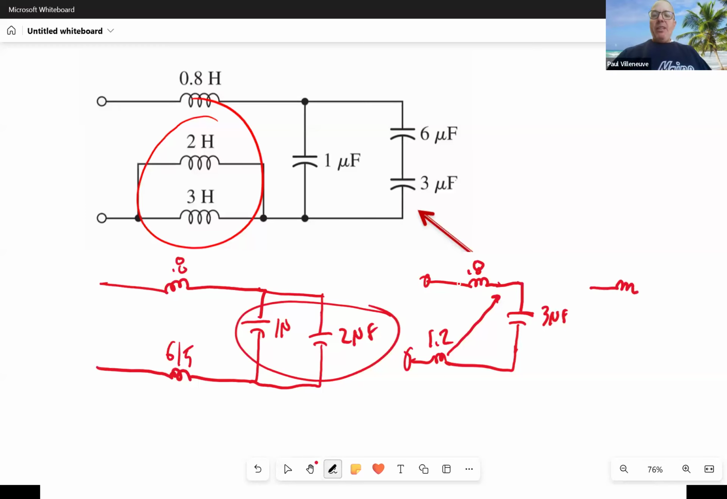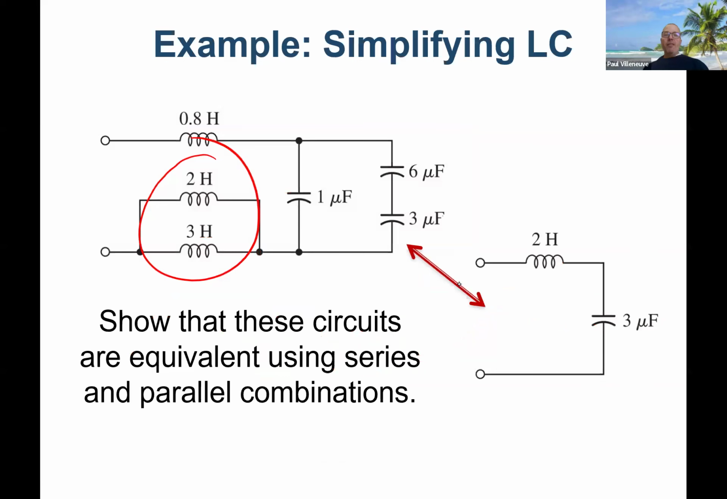And what I'm left with is 2 Henry and a 3 microfarad capacitor in series. Those would be the equivalents. Let's check our work. Looks about the same to me.